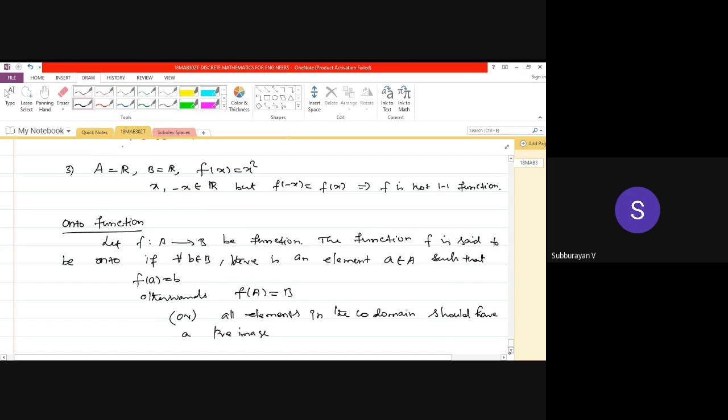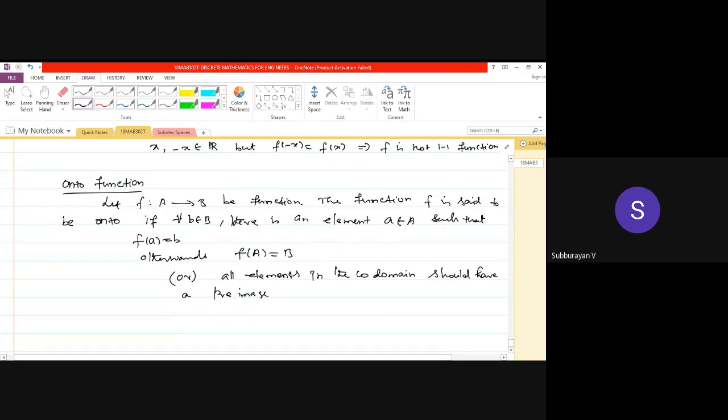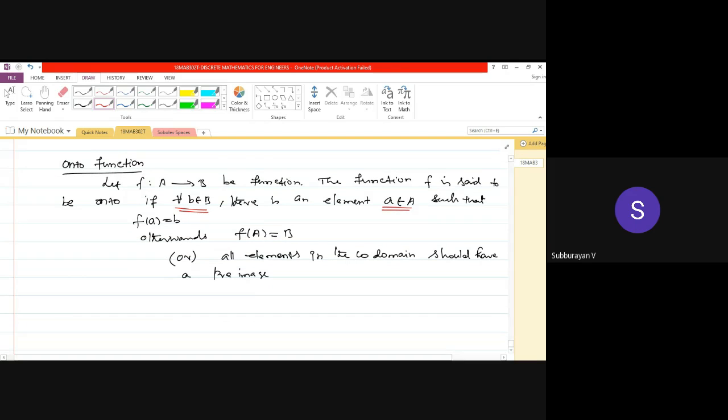Should have a pre-image. Okay. What it says is that for every b in B, there is an element a in A such that f of a equals b. All the elements in the codomain should have a pre-image. Okay, pre-image. Let me ask some questions.